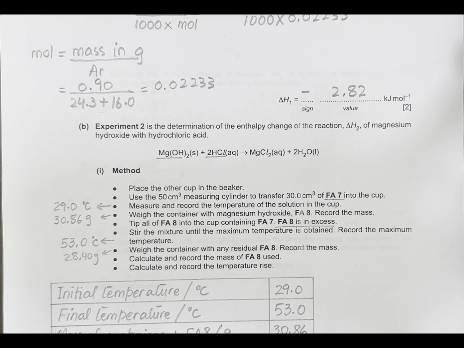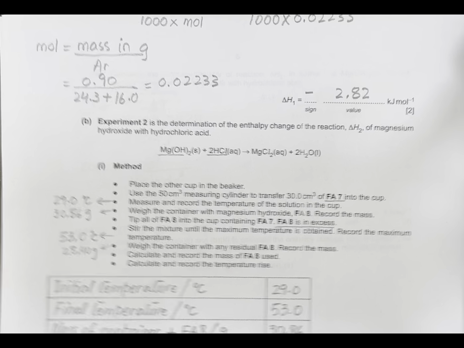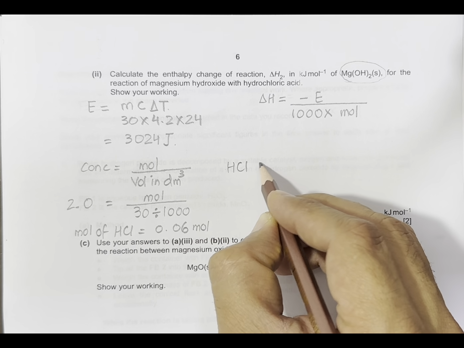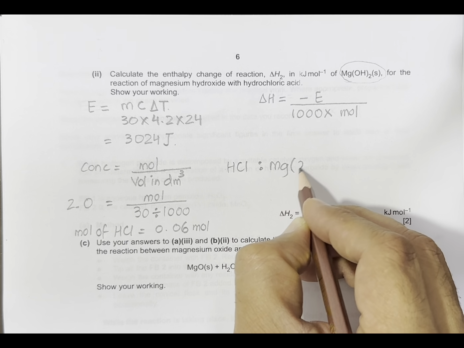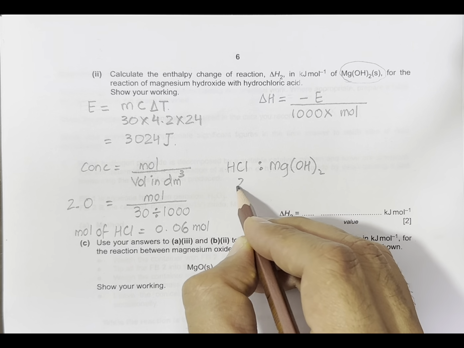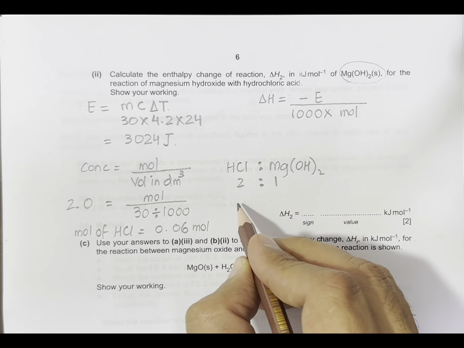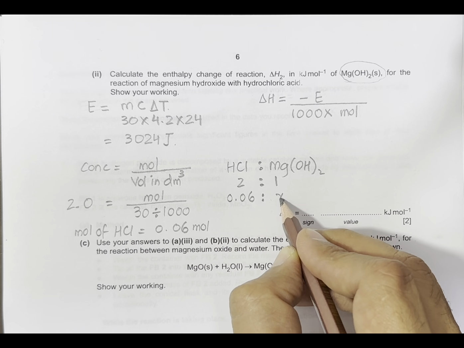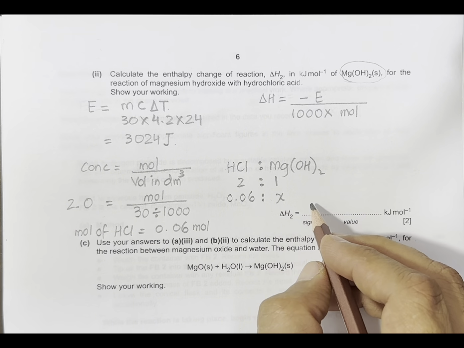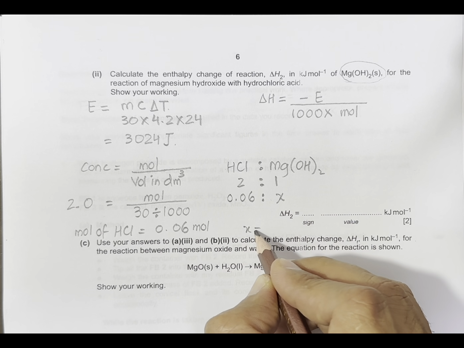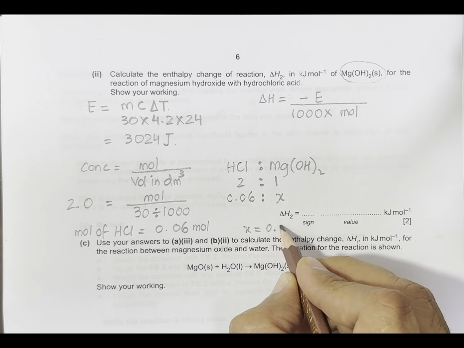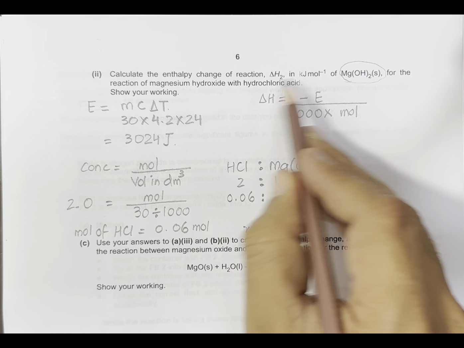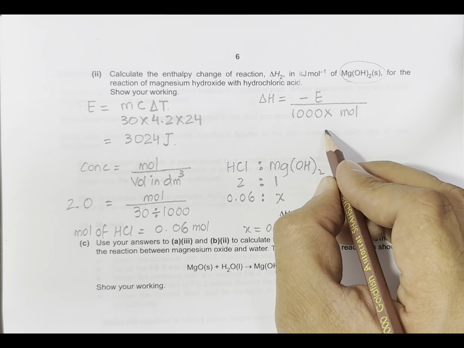Now according to the equation, if we look at the equation, the ratio of HCl to Mg(OH)2 is 2:1. Therefore, the moles of HCl will react with how many moles of magnesium hydroxide here? So here the moles of magnesium hydroxide will be 0.03 moles.